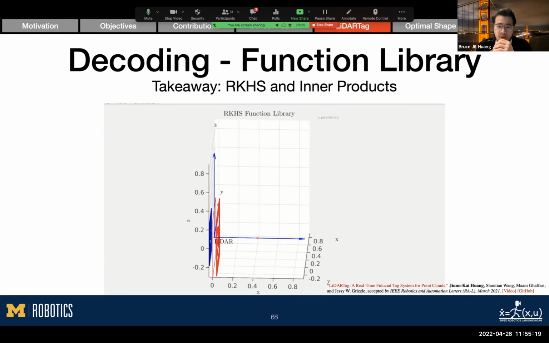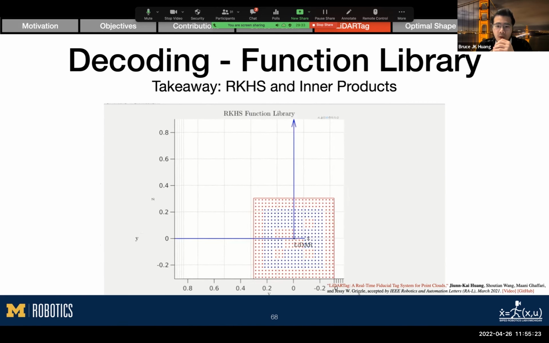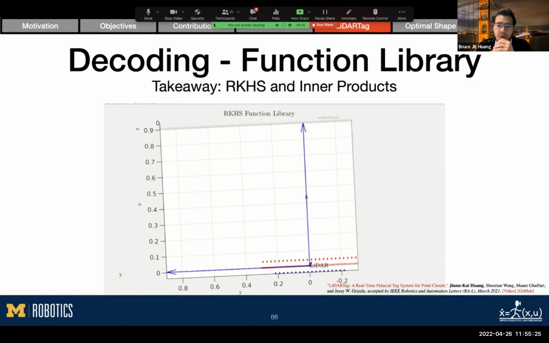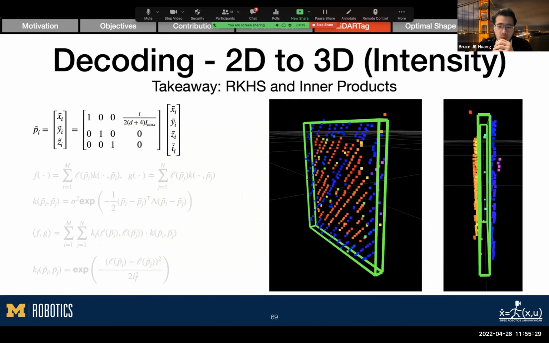This is one of the functions in the pre-built function library. You can see that it is no longer a planar target, but a 3D target. We apply a linear transformation that pushes back points with low intensity values and pushes out points with high intensity values to help the coding process.